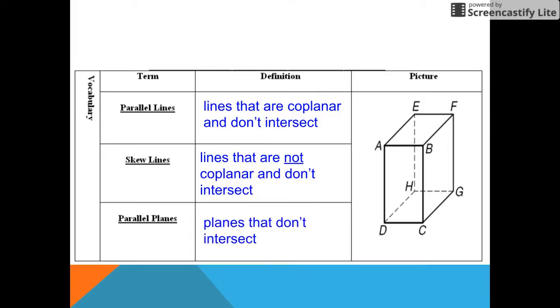And the final term here is parallel planes, which are planes that do not intersect. So these are planes that are on opposite faces of a figure. And one example would be plane ABC and plane EFG on the front and back of this prism.